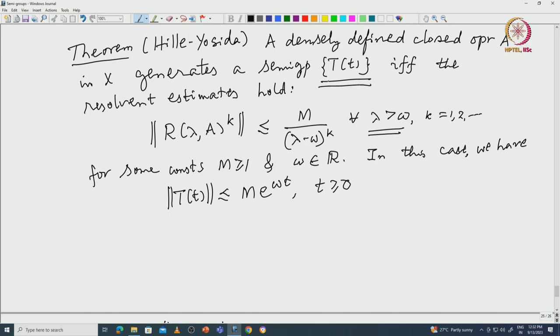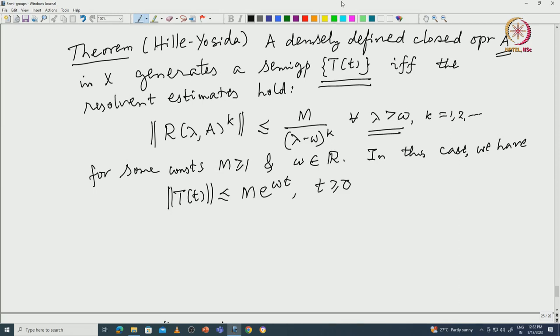And then finally, we have to show that whatever T t we define and show that it is a semi group with appropriate bounds, then we have to show that its generator is precisely A. Okay. So, there are two parts: given A, first construct T t, the semi group T t, and show that its generator is precisely A. Okay.